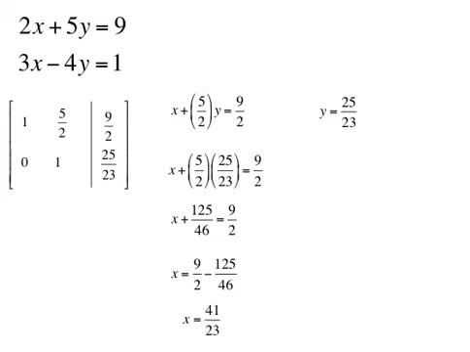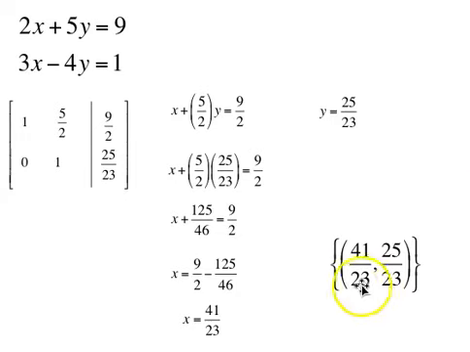It's a little harder to check, obviously, but if you had a calculator, it would be relatively easy to take 2 times 41/23 plus 5 times 25/23, and you would see that the result is 9, and 3 times 41/23 minus 4 times 25/23 would be 1. So indeed, it does check. All right, let's take a look at another question. Writing the answer in ordered pair form and in set notation, to say that is the complete set of solutions, is what we prefer.